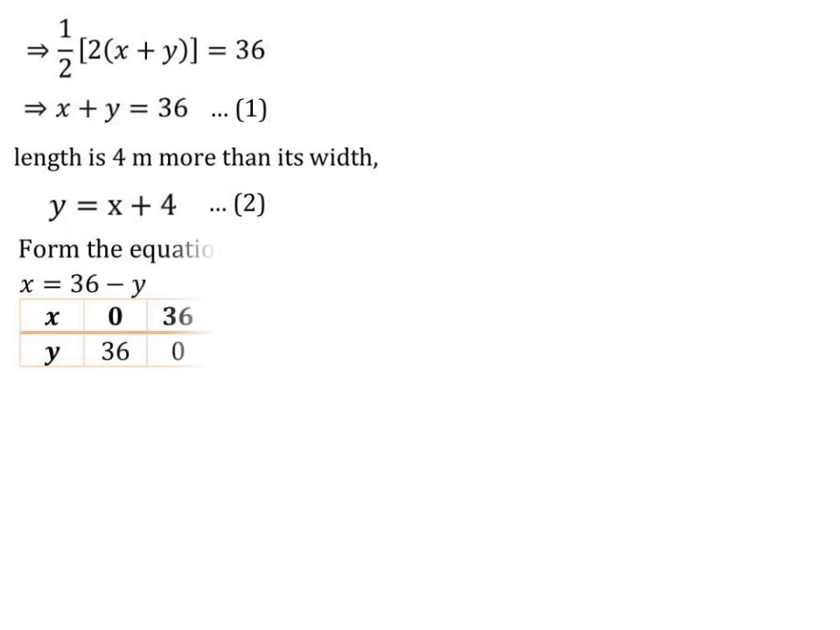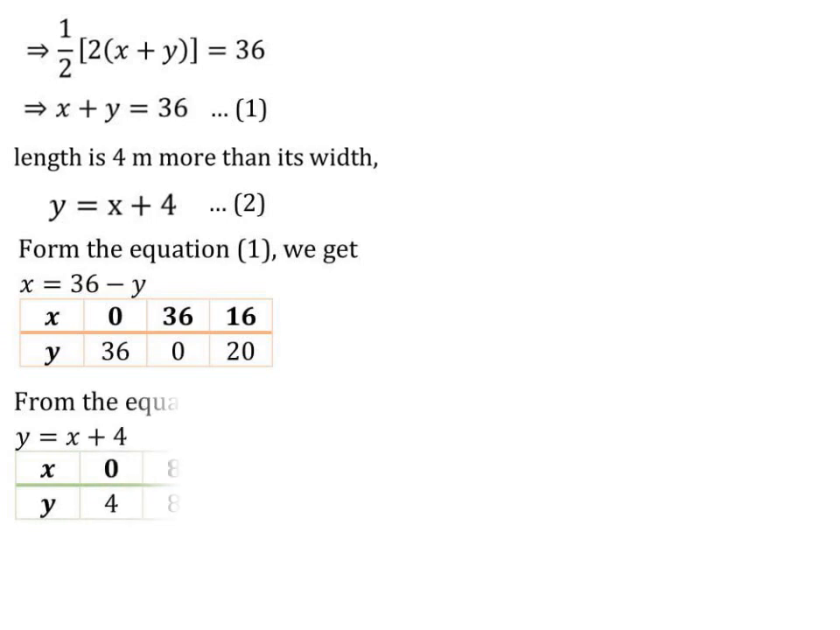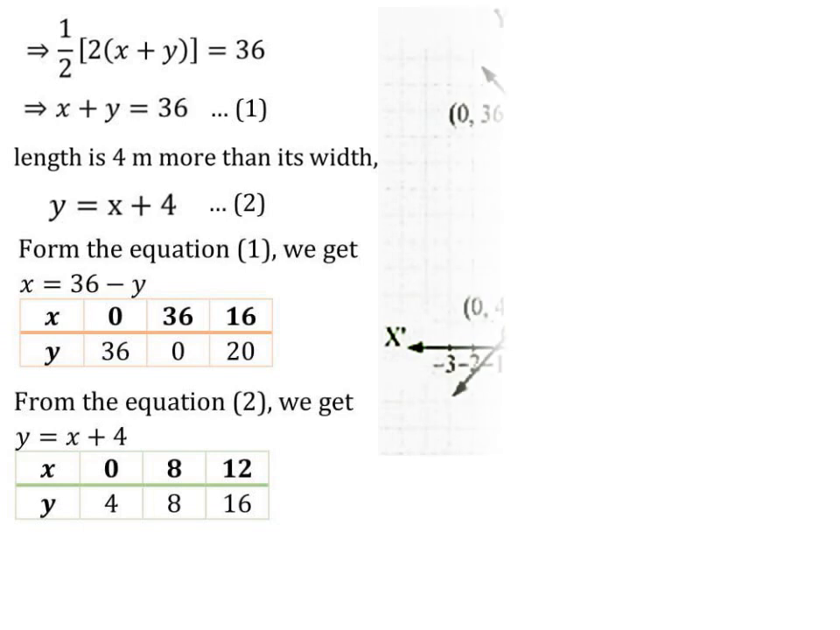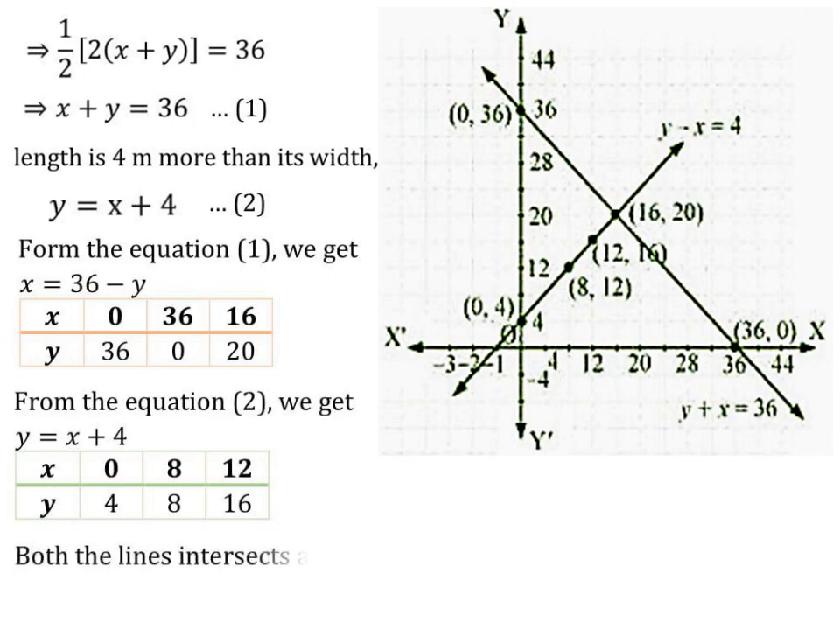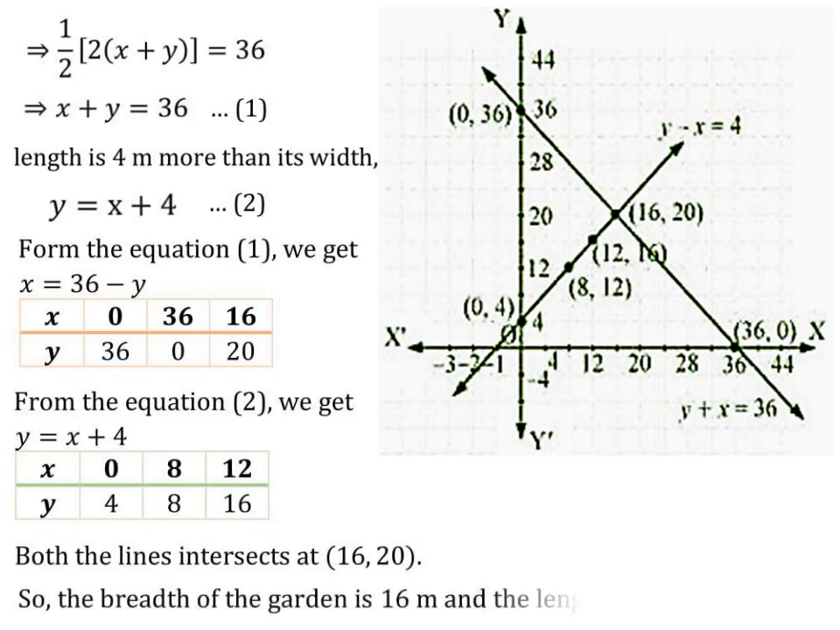From the first equation we will plot these 3 points, and from the second equation we will plot these 3 points on the graph. After drawing the graph, your graph will look like this, intersecting at one point. The common intersection point is (16, 20). So both lines intersect at point (16, 20). So x, the breadth of the garden, is 16 meters and the length of the garden is 20 meters. So that will be your answer.